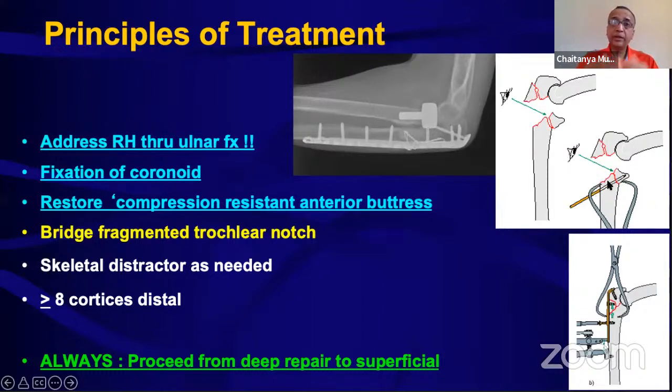You want to restore this compression-resistant anterior buttress, because remember the anterior cortex fails in compression, giving you that quadrilateral plate that Jupiter talked about 30 years ago, but which has an anatomic basis based on attachment of soft tissues. You want to restore that also through the ulnar fracture and get 8 cortices distally if possible, and always proceed from deep to superficial. So here we are.